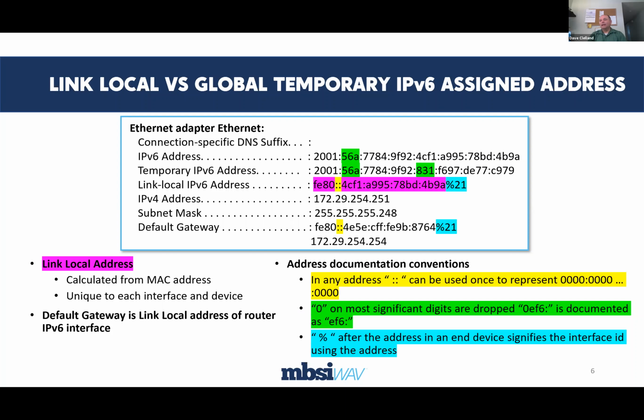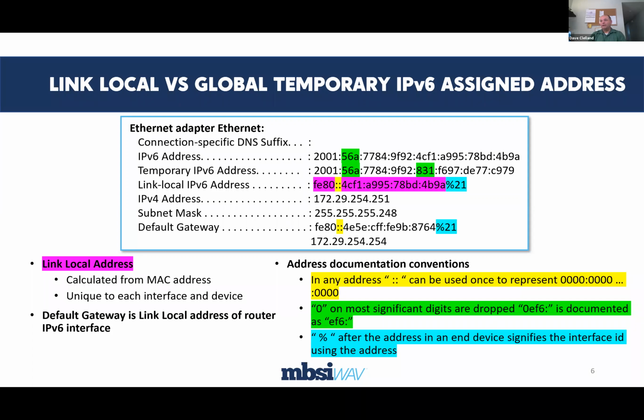This link local address is unique. It's actually derived from the MAC address, and so there's a mathematical relationship between the two. As a side note, the default gateway is the link local address of the router's IP version 6 interface.